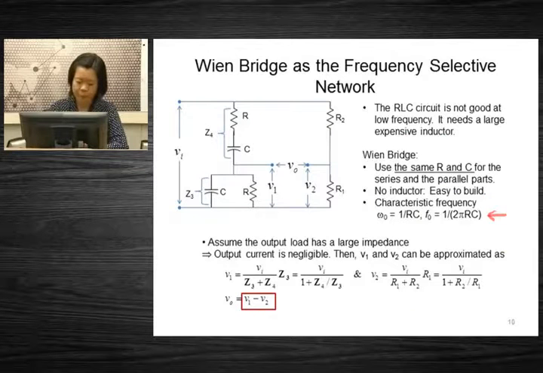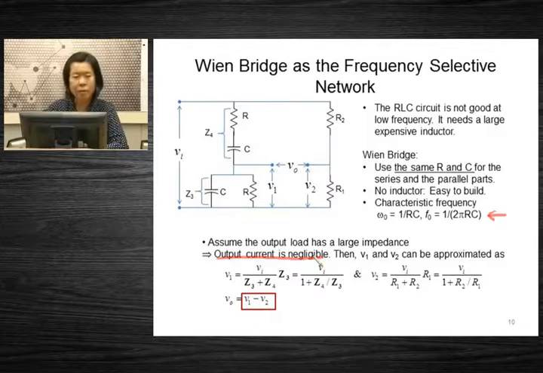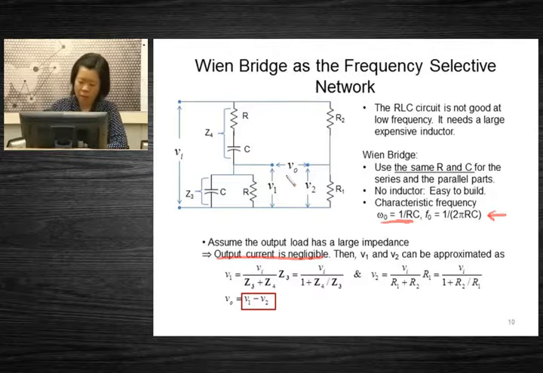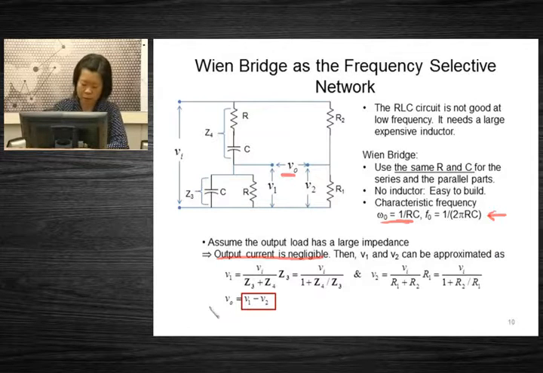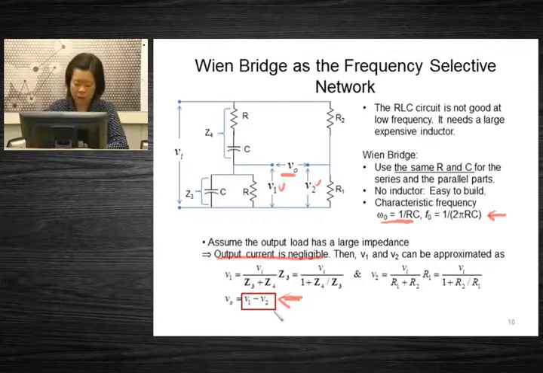Now, let's say the output load has a very large impedance. That means output current becomes negligible. Then we can still use this balance relationship as characteristic frequency. Now, we still have to calculate the output voltage. That can be approximated as the difference between V1 and V2, which is these equations. And now we want to calculate this equation. It consists of V1 and V2.